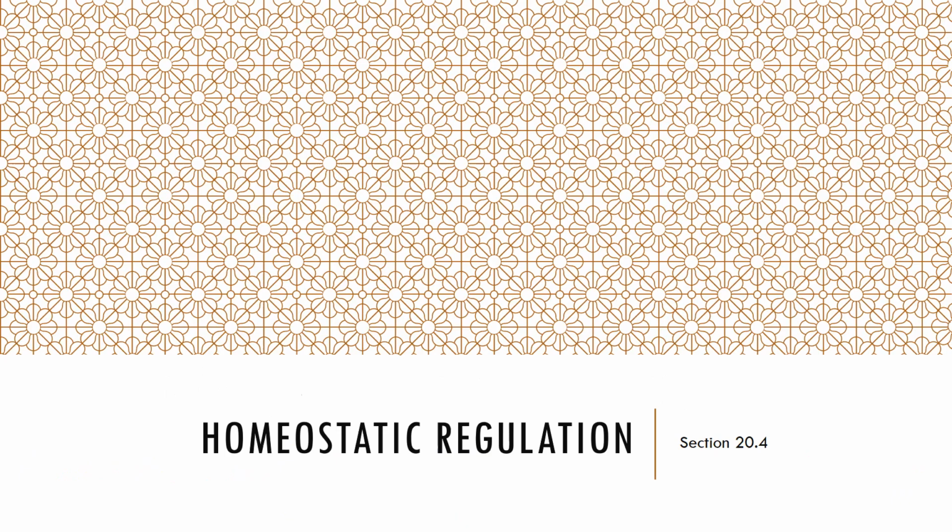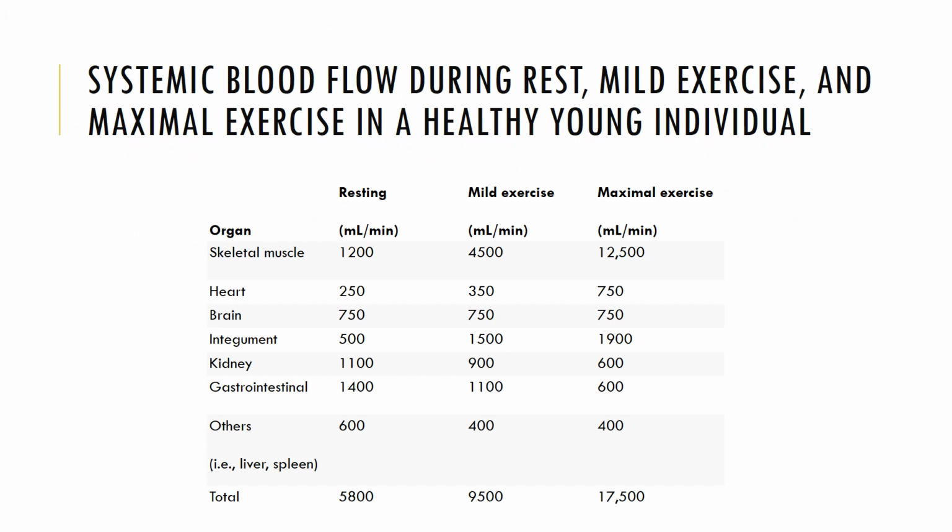Here you can see this slide shows the systemic blood flow during rest, mild exercise, and maximal exercise in a healthy young individual. The cardiovascular centers make extensive adjustments to cardiac output and blood distribution during changes in physical activity. At rest, cardiac output averages 5,800 milliliters per minute. During light exercise, the cardiac output rises to approximately 9,500 milliliters per minute, and this is largely due to the increased venous return.